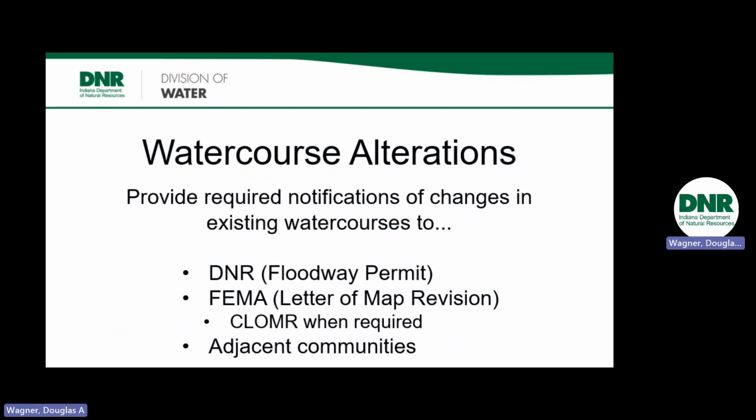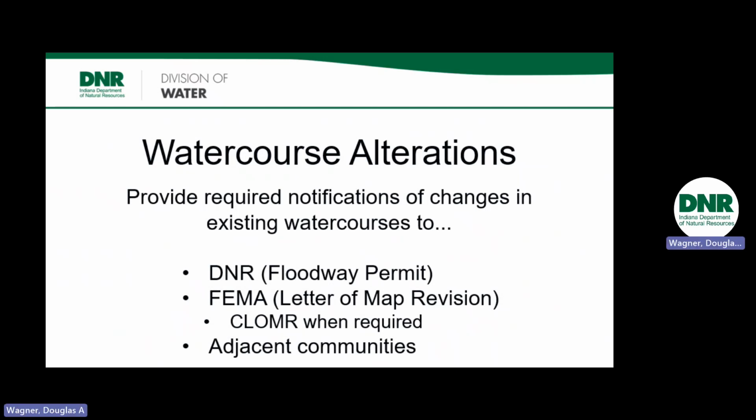Water course alterations may be a relocation, flood wall, or any other modification. Generally, these alterations will require a DNR floodway permit without exception. A letter of map revision is required by FEMA for alterations, and a conditional letter of map revision, or CLOMAR, would be required for any alterations that will increase flood elevation.